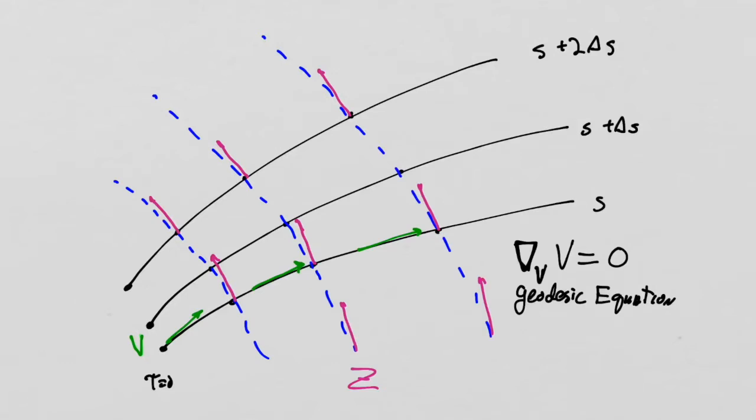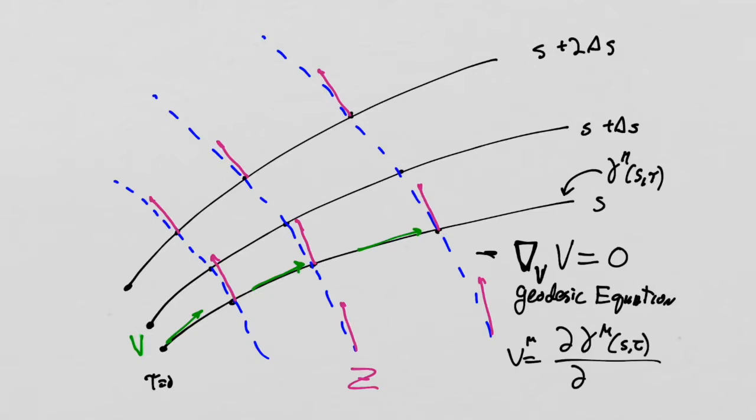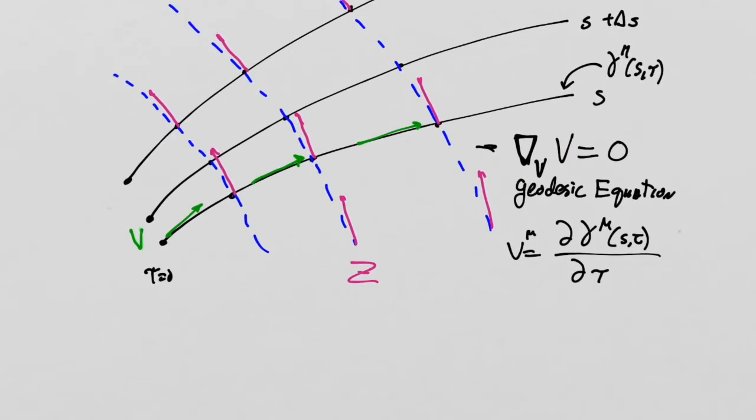Now, Misner, Thorne and Wheeler like to point out that this is actually a second order differential equation, because remember, this curve here is given by gamma mu of s and tau, and v mu is the partial derivative of gamma mu of s and tau by d tau. So this guy here is already a first derivative. This asks us to take the second derivative, right?